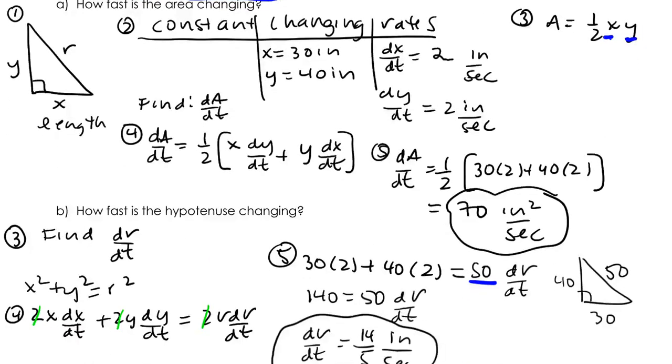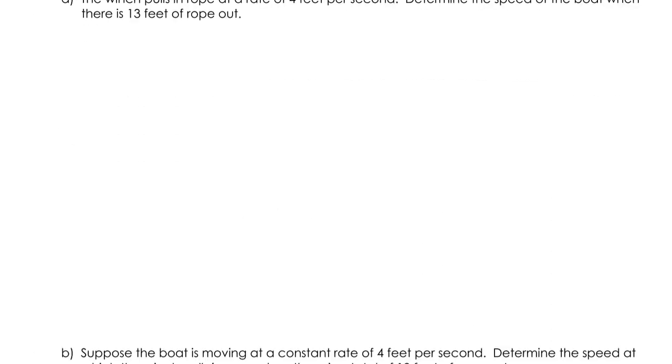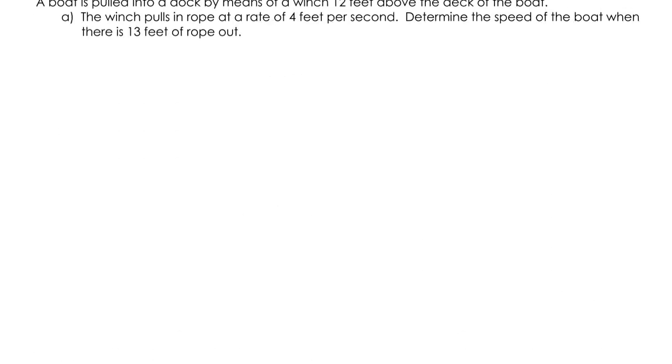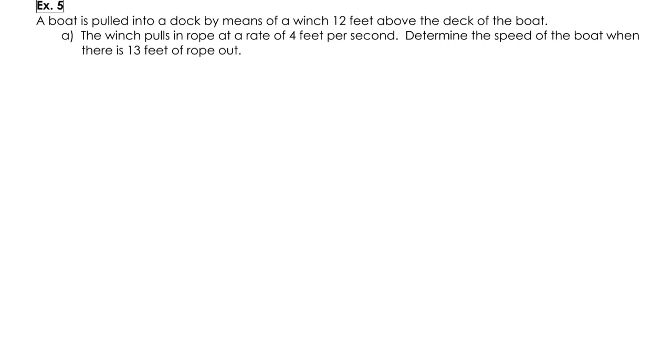Okay, so you're going to see a couple examples today. This is just going to give you a snapshot of some problems you could see. Like I said, there's so many that we could have. Okay, read over this next one. It's saying a boat is pulled into a dock by a winch that is 12 feet above the deck of the boat. The winch pulls in rope at a rate, determine the speed. Okay, right away I can see how your head can be spinning a little bit. There's a lot going on here.